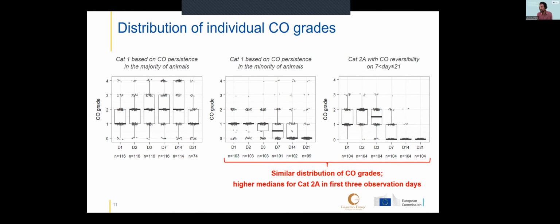And in fact, category 2A chemicals even show higher medians in the first 3 observation days than those classified based on persistence in a minority of the animals. You can also see that in this middle panel for persistence, there are several delayed effects appearing, which actually quite often would drive a classification. And these delayed effects could many times be due to other things than the chemical itself.